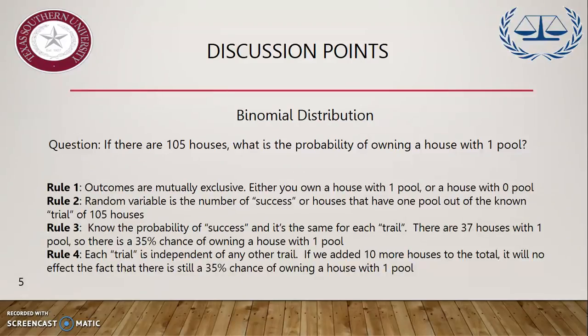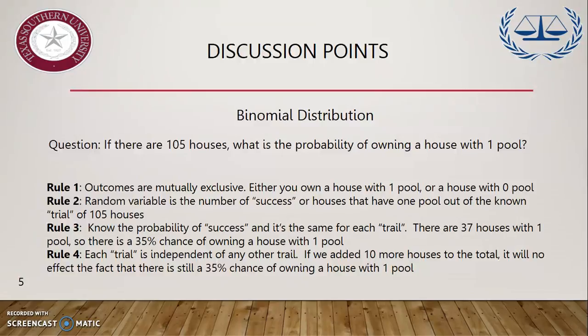The first one that I chose to describe is called a binomial distribution. The question that I posed after reading about binomial distribution is, if there are 105 houses, what is the probability of owning a house with one pool? Binomial distributions have to fall into a set of rules. These are the 4 rules, and this is how they apply to the question.